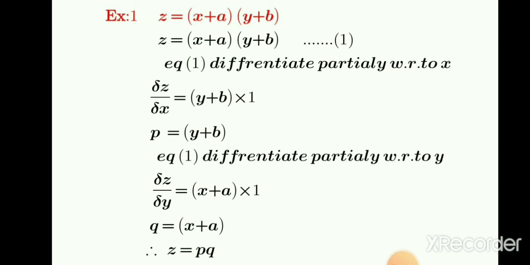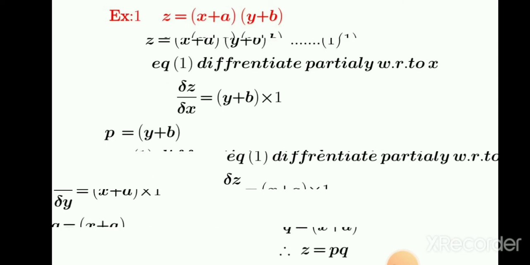y plus b. Equation 1 differentiate partially with respect to y, therefore del z by del y equals x plus a into 1. We differentiate partially with respect to y, therefore x plus a is constant, the derivative of y is 1, and b is constant, therefore its derivative is 0. Del z by del y is the partial differential coefficient denoted by q, therefore q equals x plus a. The solution is z equals p into q.